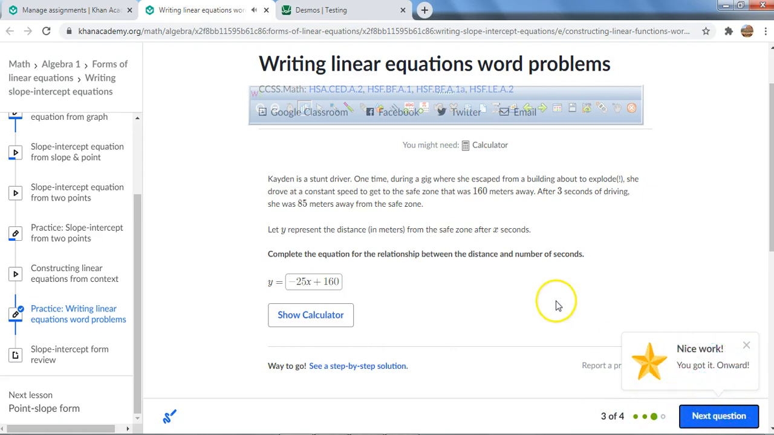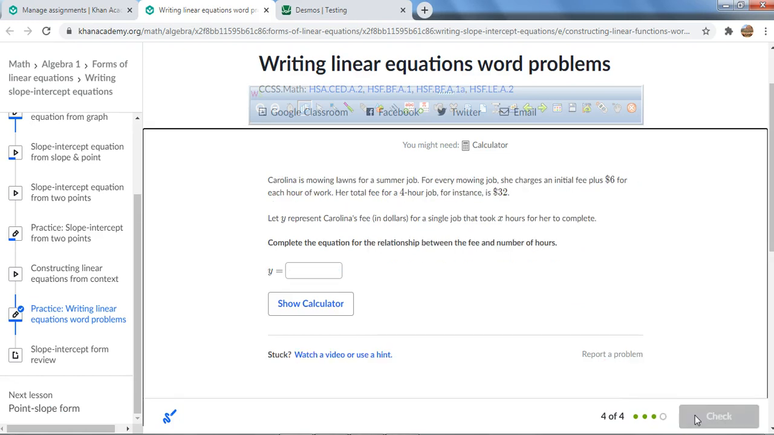Now, why is the slope negative? The reason the slope's negative and not positive, she's going towards the safe zone, so her distance is decreasing, which means it's going down. If she was going away from something, then the slope would be positive. I know it's kind of hard to visualize, but if you're going towards something, your distance is decreasing. If you're going away from something, your distance is increasing.